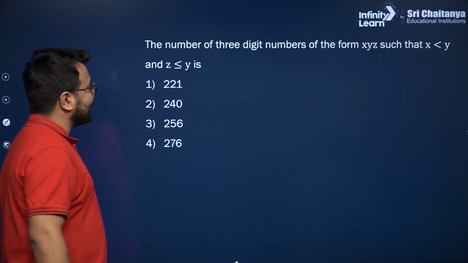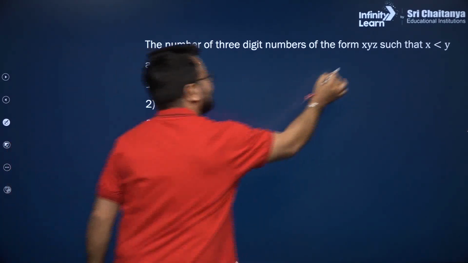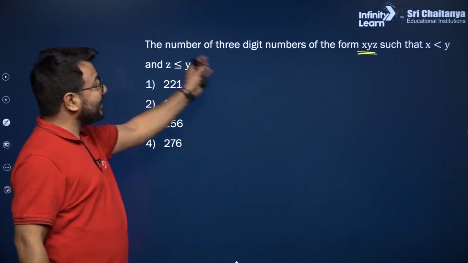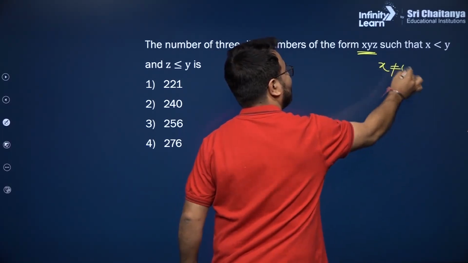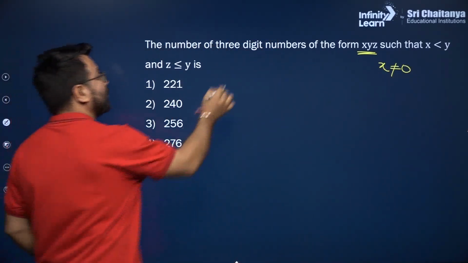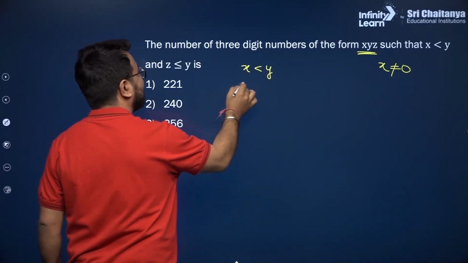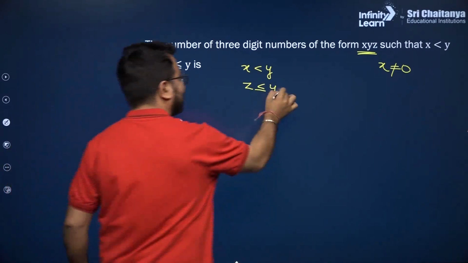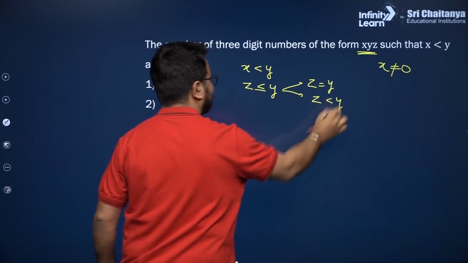We are moving ahead to the next question. The number of 3-digit numbers of the form x, y, z. Basically x is in the first place, then y, then z. So if it is a 3-digit number, the value of x cannot be equal to 0. You need to make sure that x is not equal to 0. Moreover, there are two conditions given to us. One is x less than y, and the second condition is z less than or equal to y. So z can be equal to y also. There are two specific cases: z can be equal to y, and z less than y, basically.